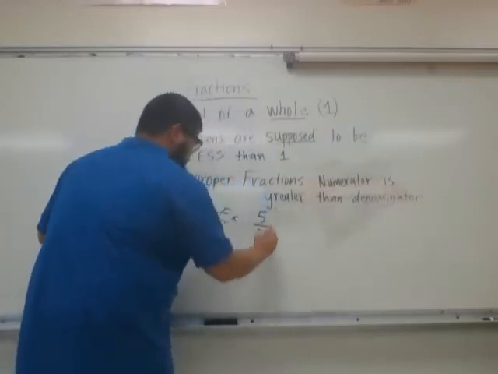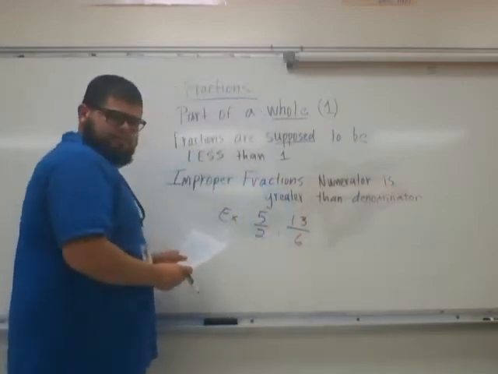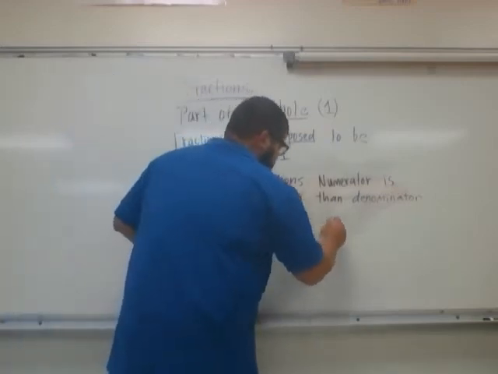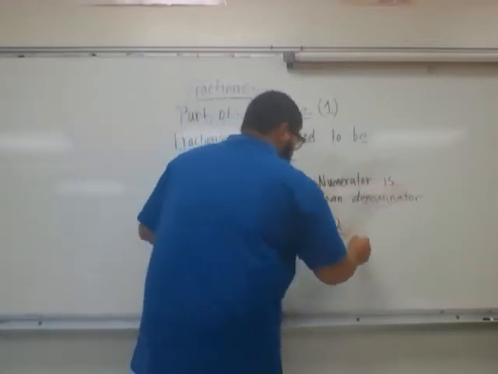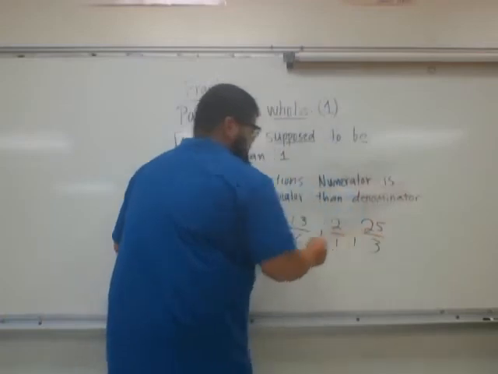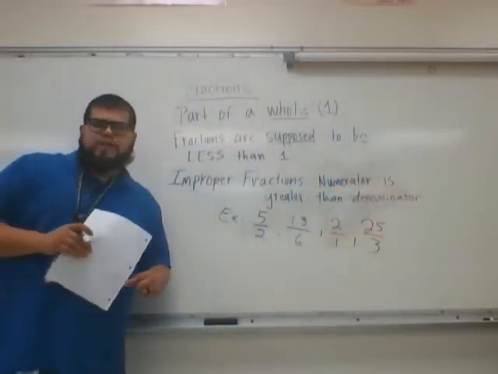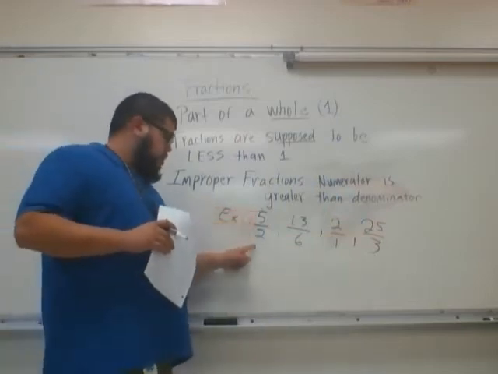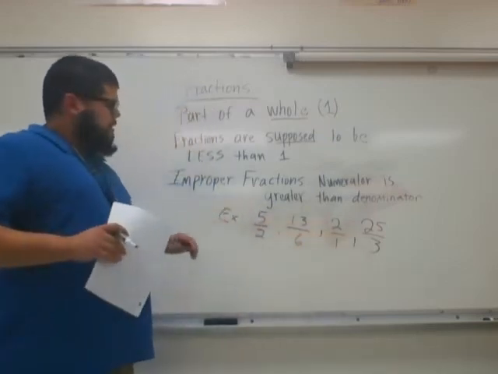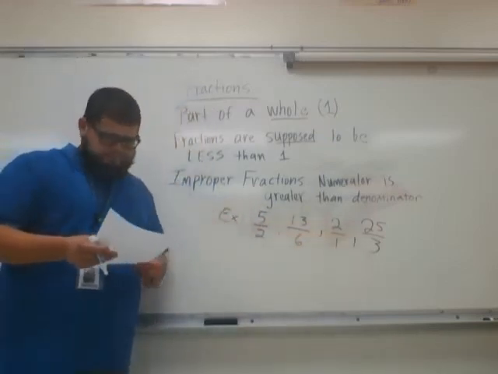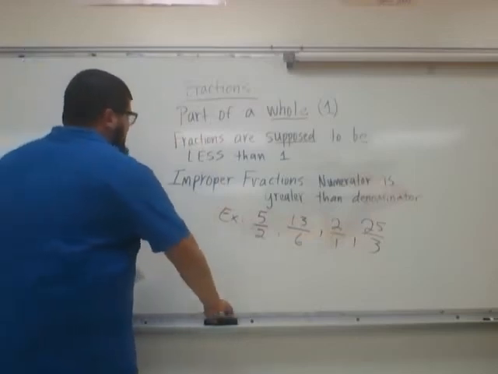5 halves, or 5 over 2. 13 over 16. 2 over 1, right, is an improper. And 25 over 3. Okay, these are improper fractions because the numerators are greater than the denominators, right? Numerator is the top number, denominator is the bottom number. Okay, that's improper fractions.